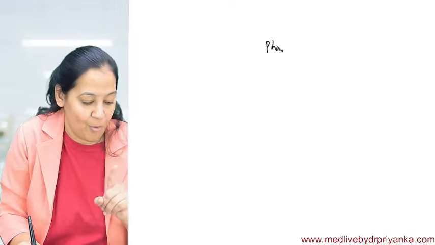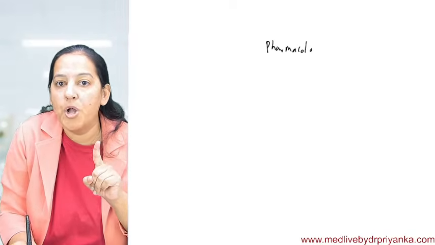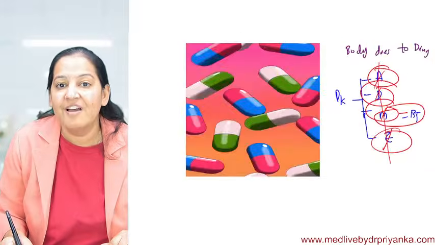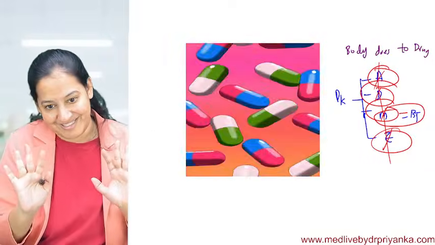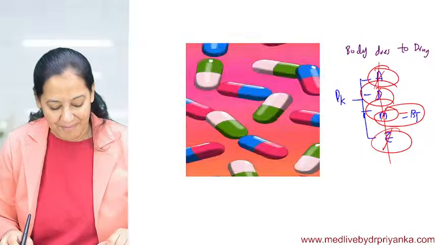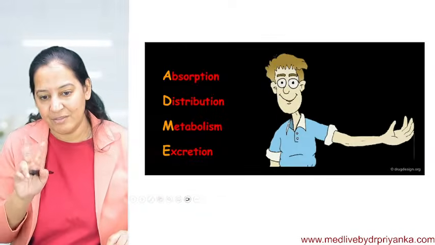I will show you videos now. Wait, don't go anywhere. Pharmacology. What is pharmacology? Pharmacology is the science of drugs. Okay, start from scratch. Pharmacology is a science of drugs. It has two branches. What are the two branches of pharmacology?